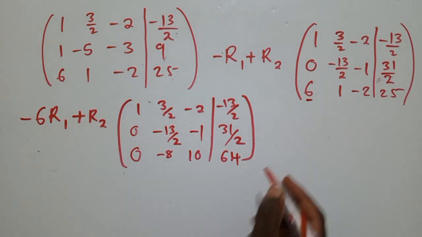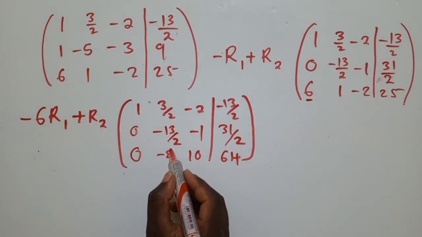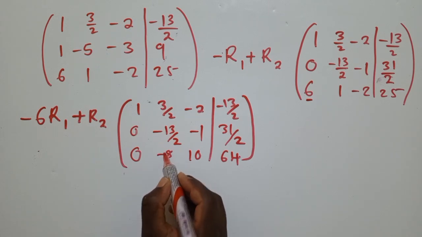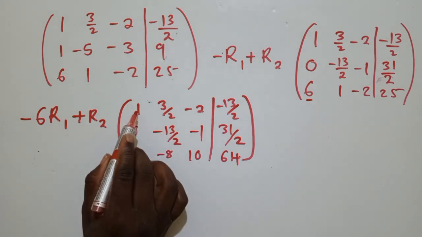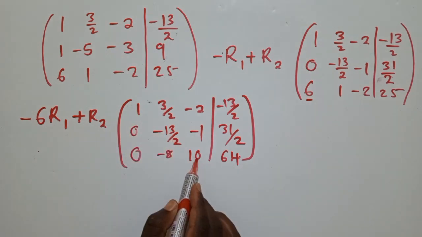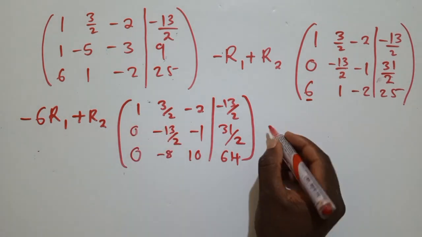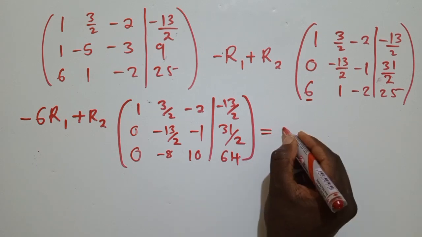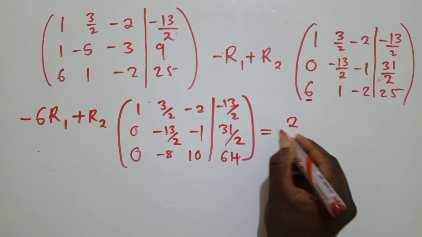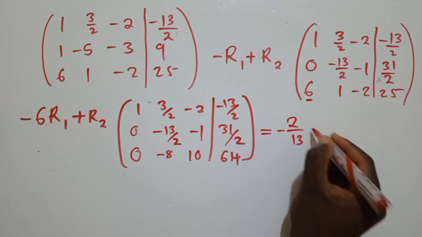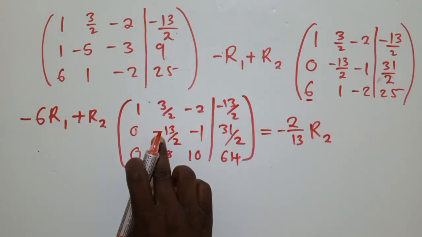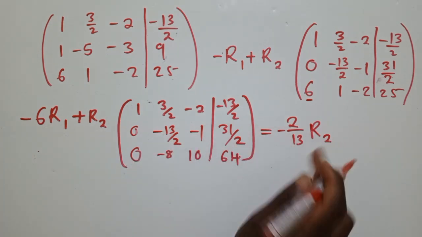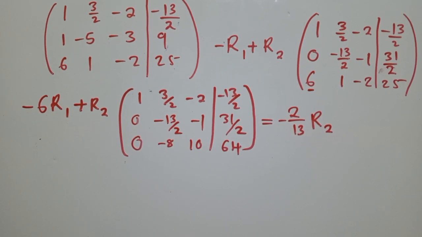Okay, the next thing is to make a 0 at this point, or before you make a 0, to make a 1 at this point. Remember, there was 1 here, 1 here, and 1 here. So we need to make this one a 1. So this is how it will look like. We shall say negative 2 over 13 times row 2. When we multiply this by this, it will give us a 1. Okay? And let me write what we're going to get.